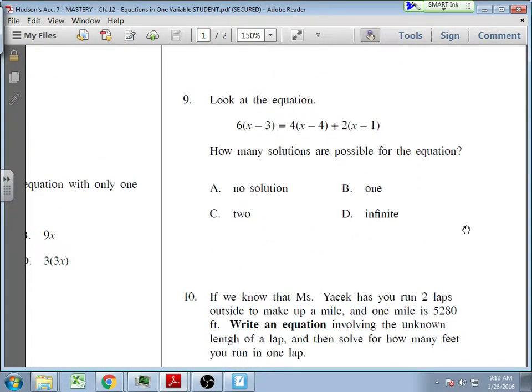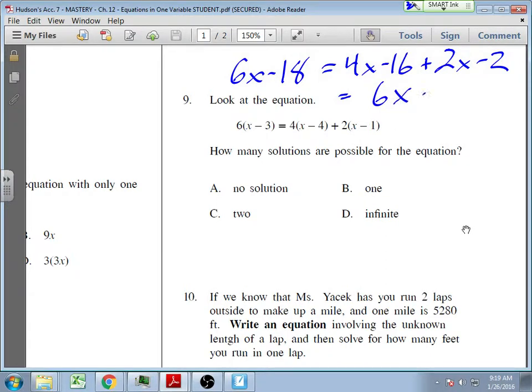So when I look for how many solutions are possible, here I get 6x minus 18 equals 4x minus 16 plus 2x minus 2. So when I combine everything, my left side stays the same. My right side would become 6x minus 18. When the left and the right side are identical, there are infinitely many solutions. If they're identical, my variable doesn't matter. It can be whatever number I want.